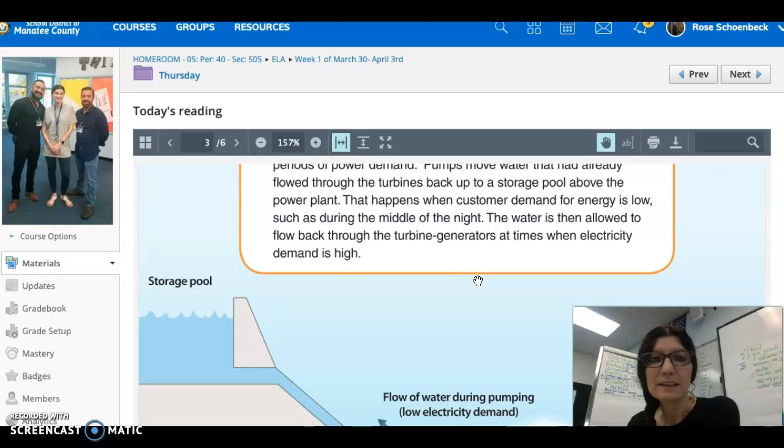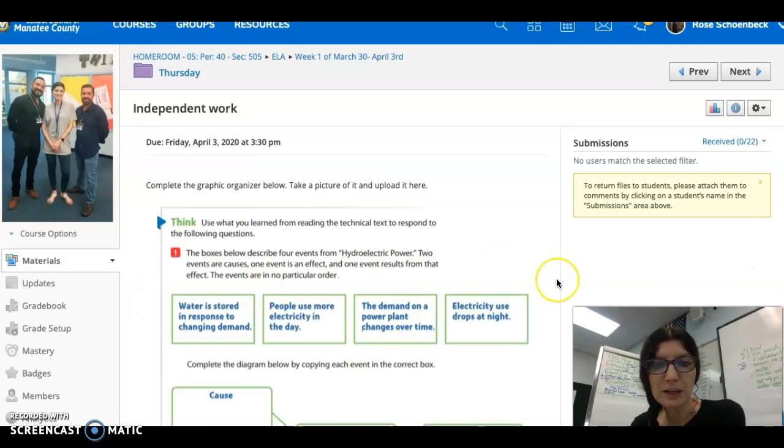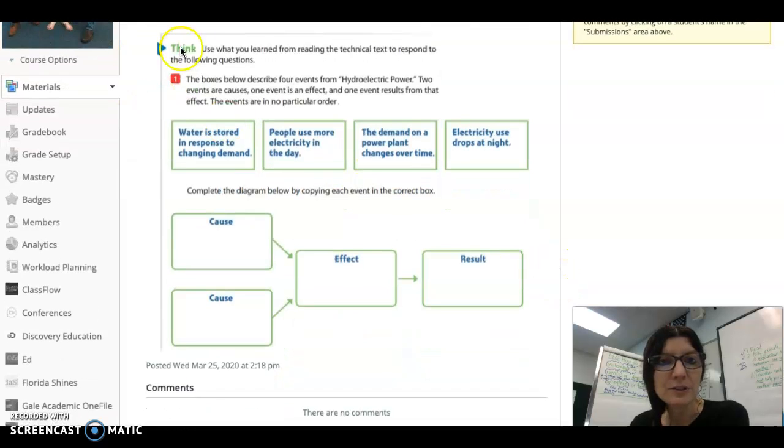All right, so today, let's go back to Thursday. Oops, it's taking a little time today. So Thursday, your bell work, and then today's reading, which is what we just did, and your Nearpod lesson, and then your independent work is the last page of the work. It says use what you learn reading the technical text to respond to the following questions. The boxes below describe 4 events from hydropower. 2 events are causes and 1 event is an effect. 1 event results from that effect. The events are in no particular order.